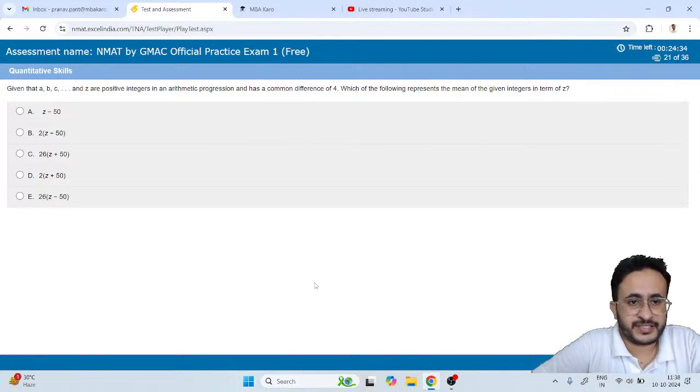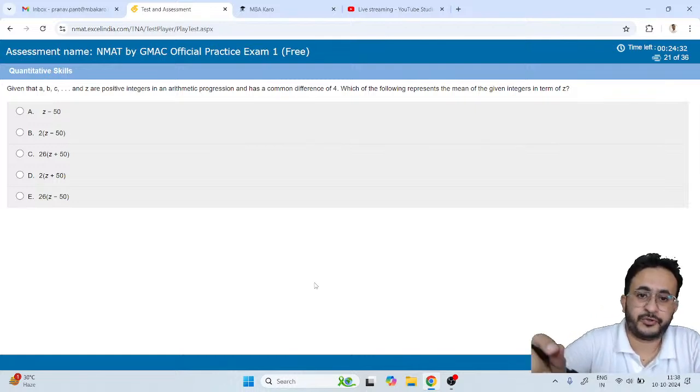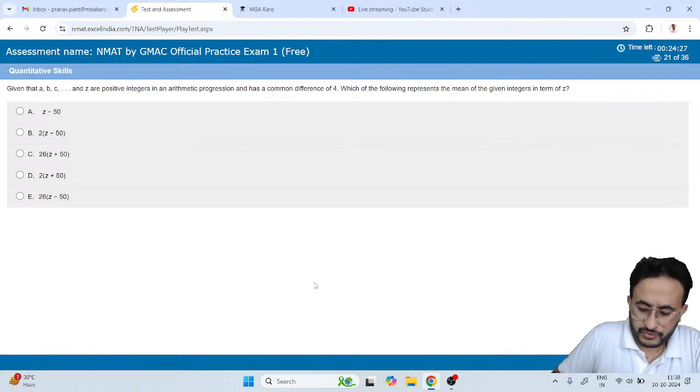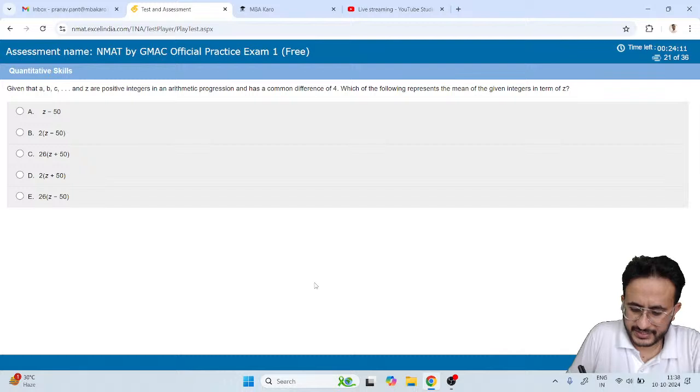Let's move to the next one. A, B, C, and Z are positive integers in arithmetic progression, with a common difference of 4. Find the mean of the given integers. So remember that the mean of the given integers is the central number. Okay, so we have the average as the central number. So Z is equal to A plus 25 terms, that is 100. Okay, so mean is (A plus Z) by 2.